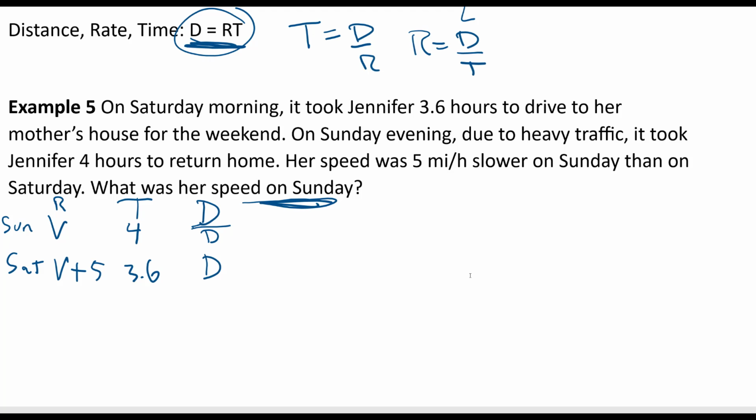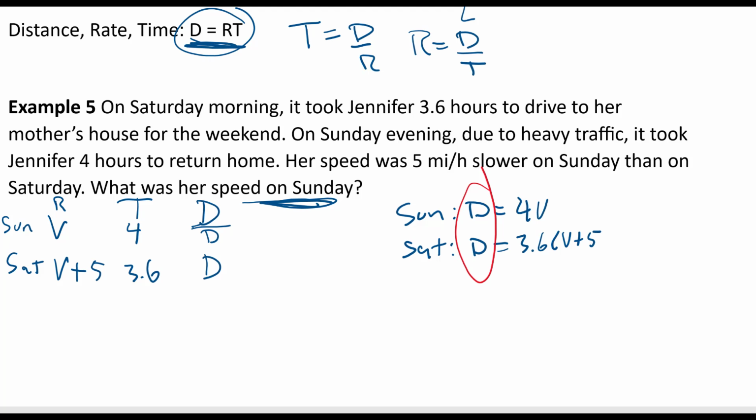So on Sunday, we have the distance is 4 times V. On Saturday, the distance is 3.6 times V plus 5. So we don't really need to know the distance. We can get it if we want to, but we have enough information. And I should have done this: set the distance equal to each other. So that 4V equals distance, which equals 3.6 times V plus 5.